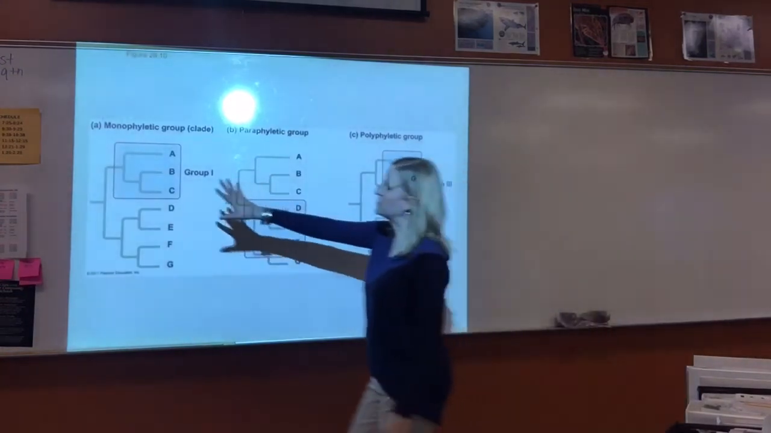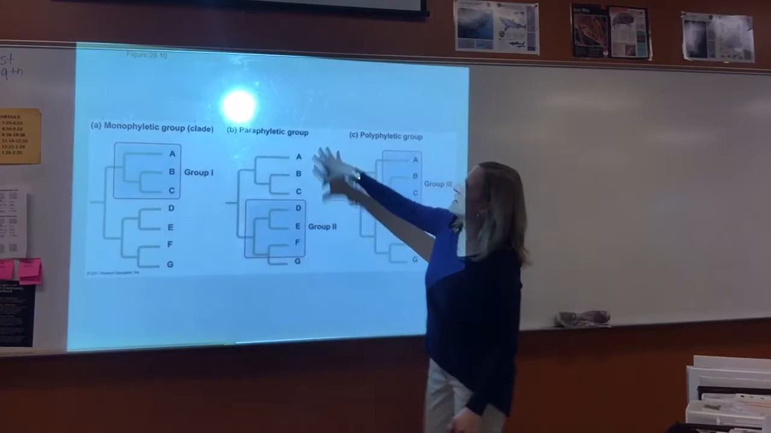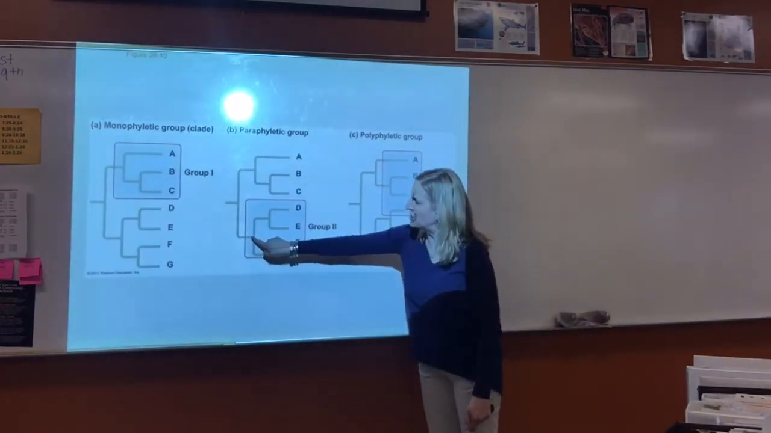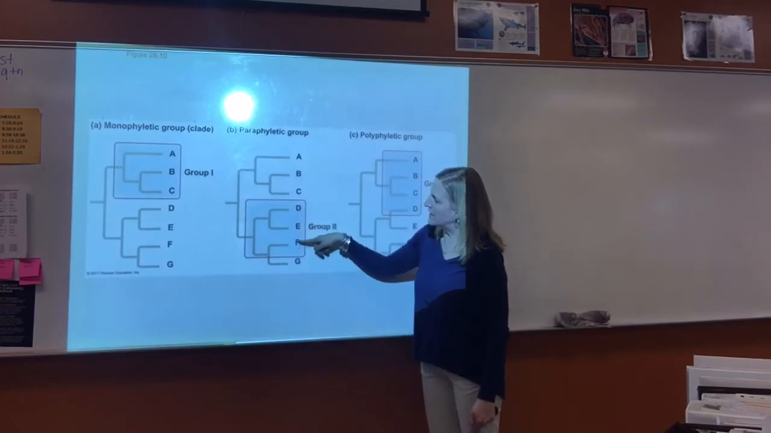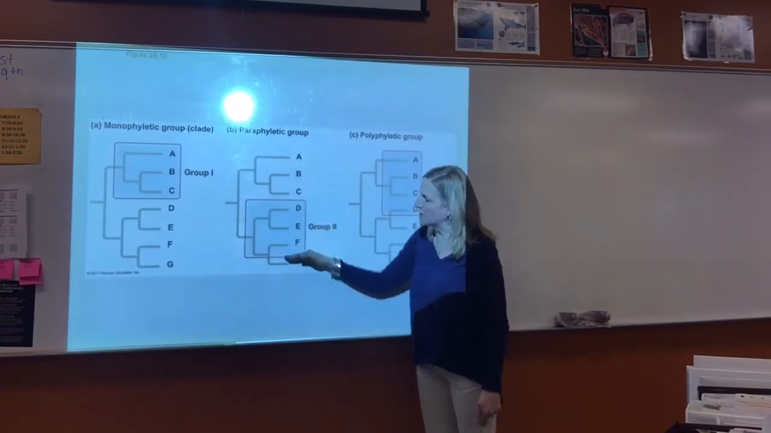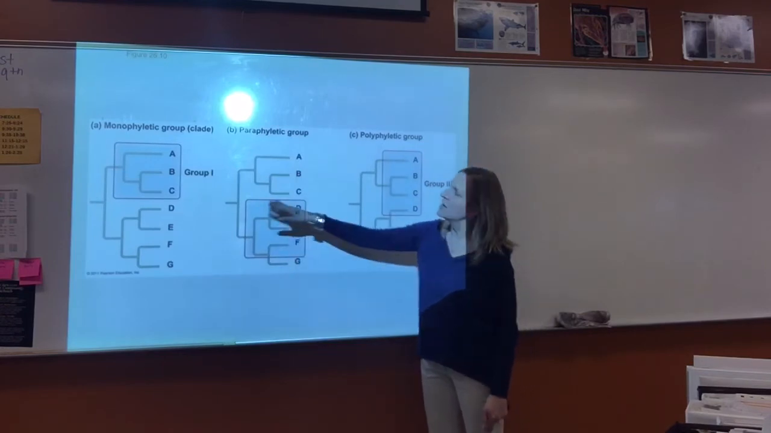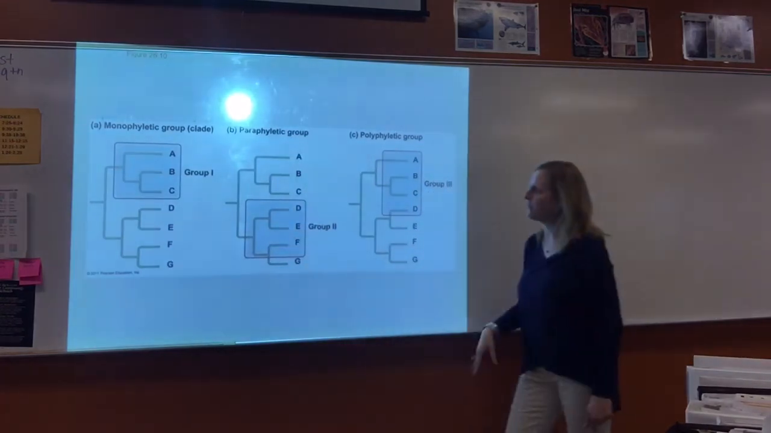Alright, so this was the picture we just looked at. In the same tree, a paraphyletic group, notice here, here's the ancestral species, but we're only looking at D, E, and F, so it doesn't include all of this common ancestral species. G is left out here, so that's not complete, so that's a paraphyletic group.